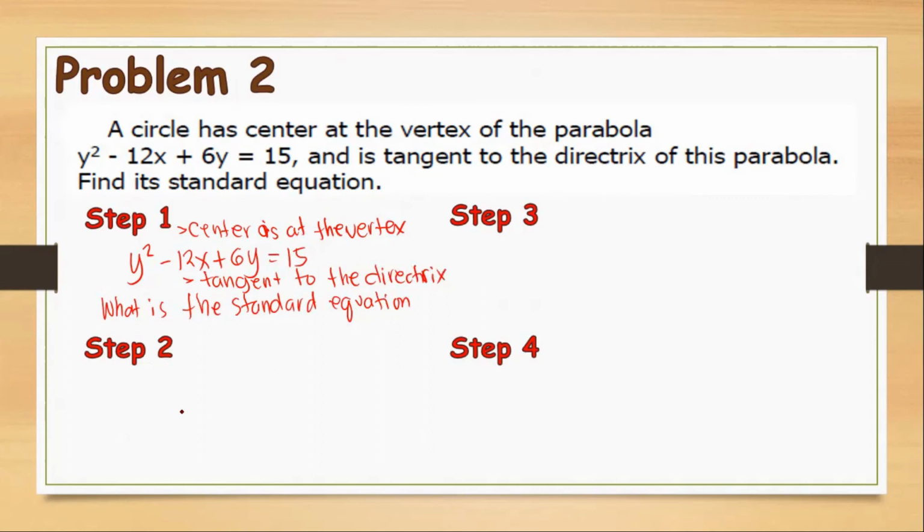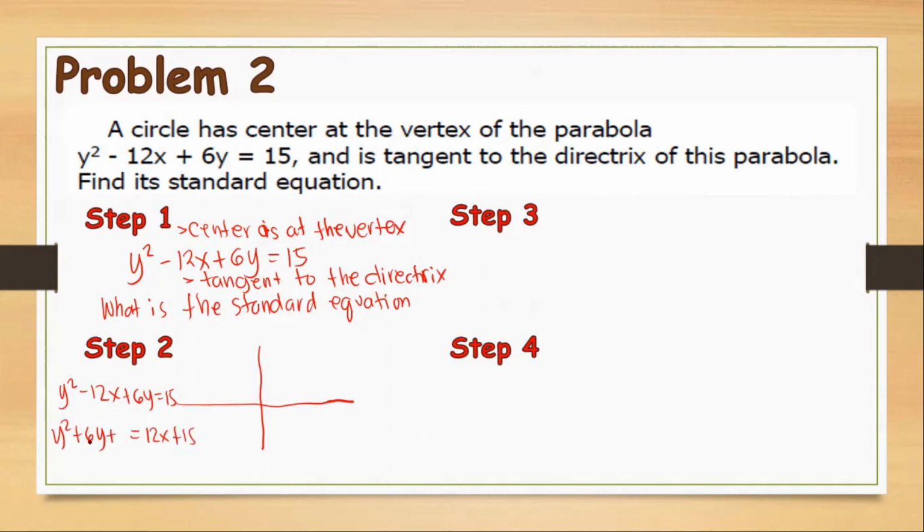So next step is we have to devise a plan on what to do. So all we have to do is sketch a graph about this one and solve later on. So a circle has a center at the vertex of the parabola. Now let's find the vertex of this equation. We have y squared minus 12x plus 6y equals 15. So we have y squared plus 6y equals 12x plus 15.